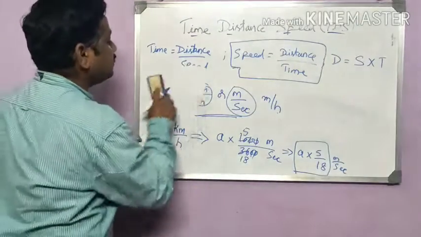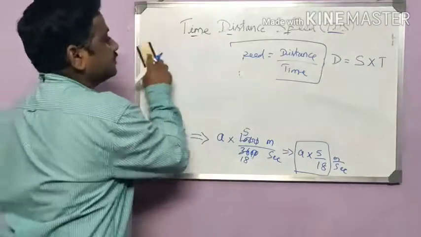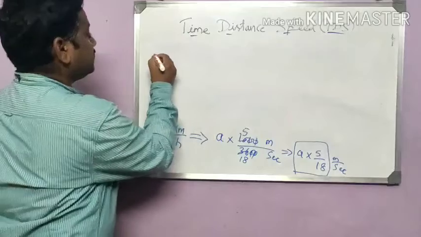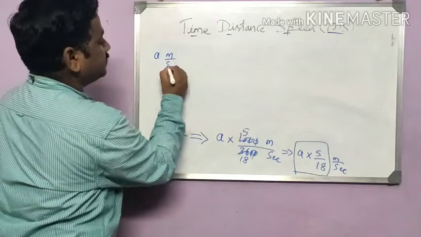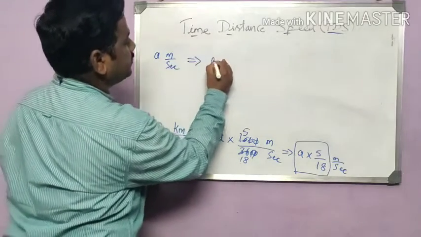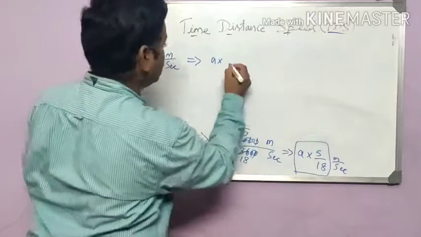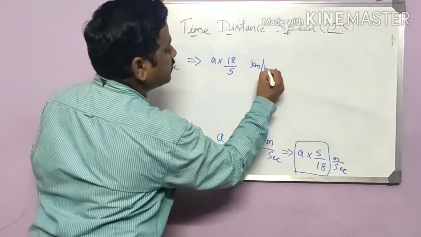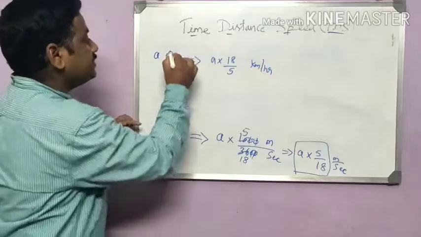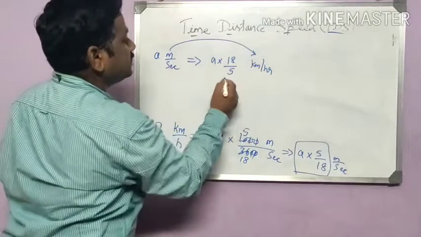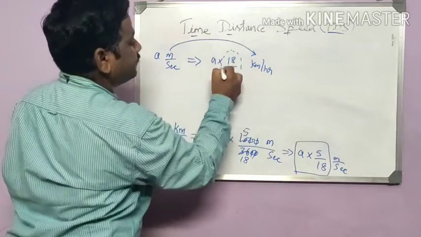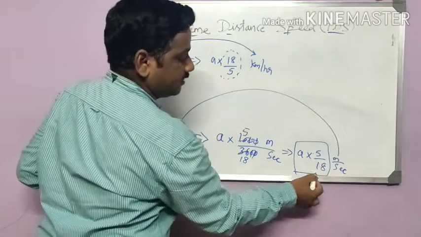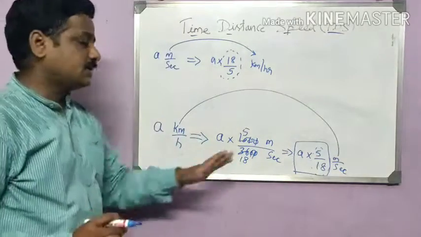Right, meanwhile, now let's see the inverse. You can take the reverse parameter also. That is, if data is given in terms of meters per second, then I can get it like this: A into the inverse of it, 18 by 5. This will give it in terms of kilometer per hour. So if you want to convert from meter per second to kilometer per hour, then you have to multiply by 18 by 5. If you want to convert kilometer per hour to meter per second, then you have to multiply by 5 by 18 with the actual speed.